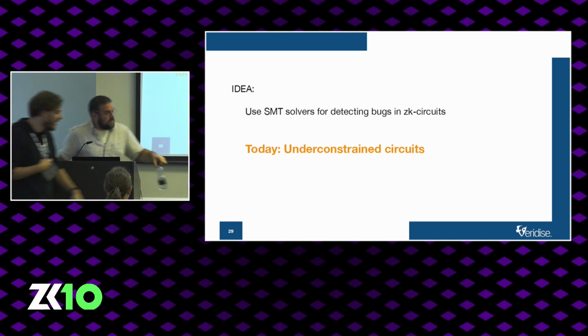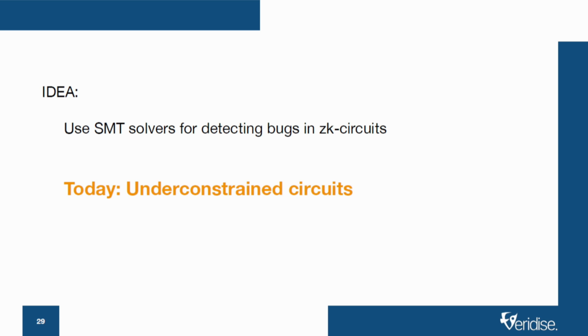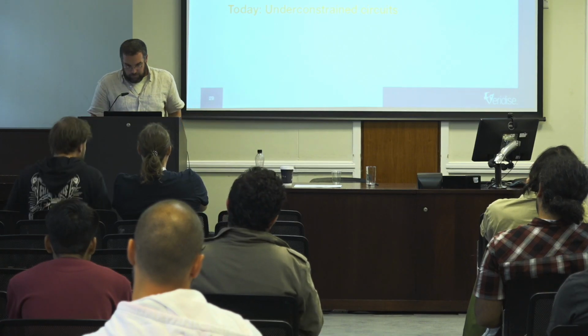Thank you very much. So I'll just talk a bit about how to use formal methods, basically, and SMT solvers in the detection of bugs in ZK circuits. And today I'll just concentrate on under-constrained circuits, but of course, by modifying things, you can also apply the same kind of reasoning for detecting other kinds of bugs.